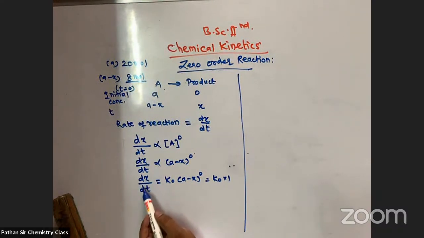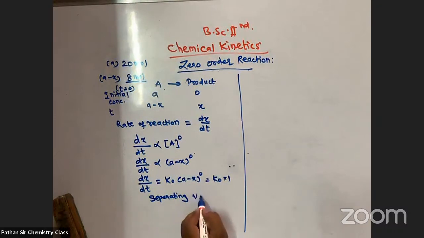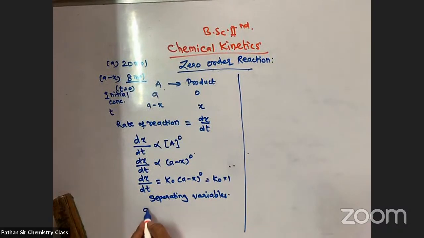This is the derivative form. So to get integration, we must separate variables and then integrate. Okay, so therefore, separating variables. So dx on one side and k0 dt on the other side. Okay, so we have separated those variables. Now, once separation is done, now do the integration.